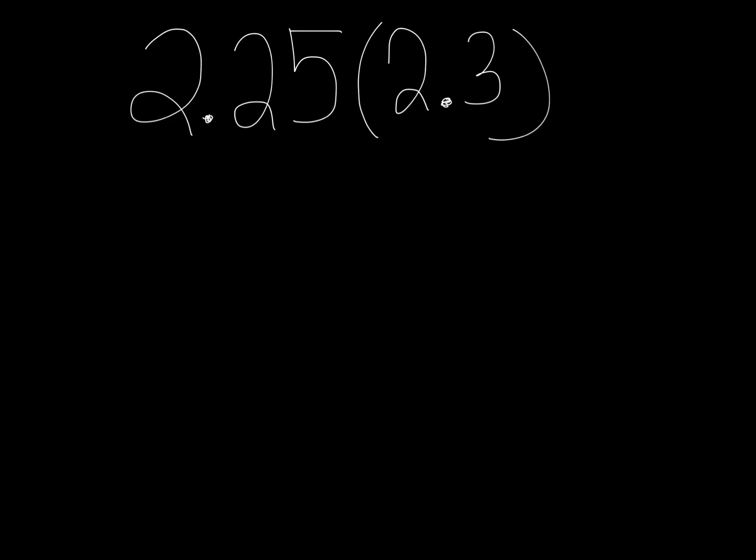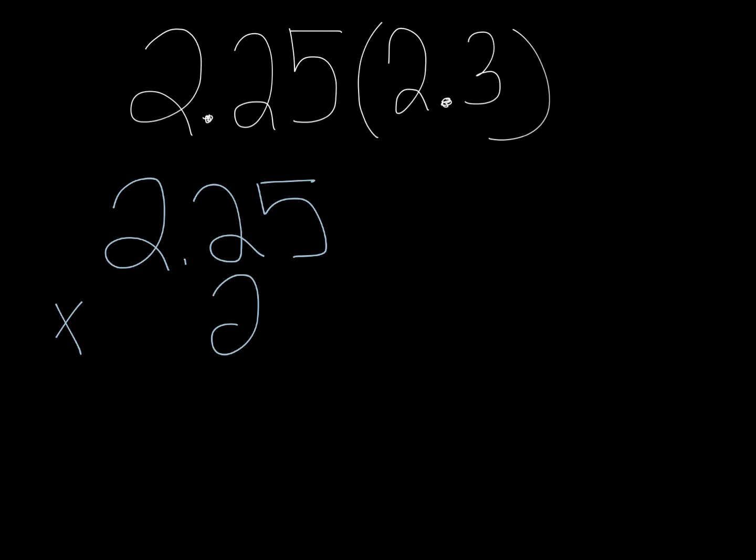So on the last slide, if you remember, I told you it wasn't so important to line up the decimals. It was more important to line up numbers from right to left. So if I write 2.25 and I'm multiplying that by 2.3, I'm not going to line up the decimal points, I'm going to line up numbers. So that's what it's going to look like.